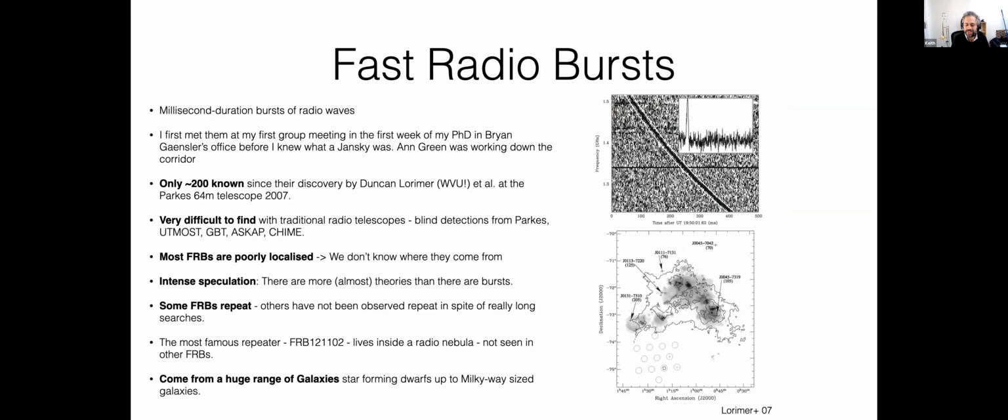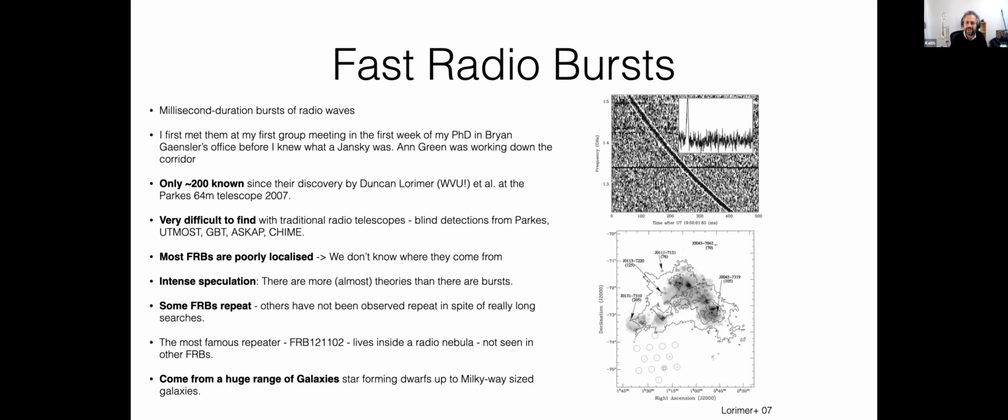So fast radio bursts, you've probably seen this before. They're millisecond duration bursts of radio waves. I first met them at my first group meeting at the very beginning of my PhD in 2007. I walked into this group meeting and people were talking about 30 Jansky bursts, and I didn't even know what a Jansky was. Anne Green, funnily enough, was at the University of Sydney at the time. She was working down the corridor, so that touched on something there.